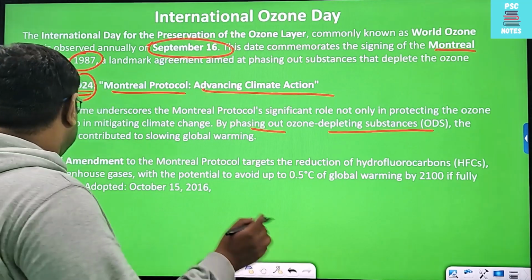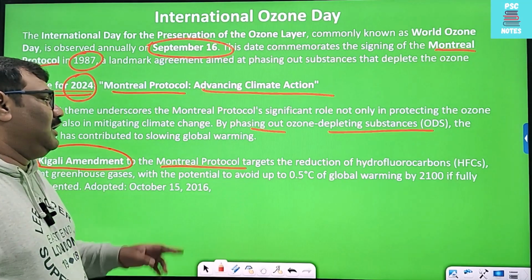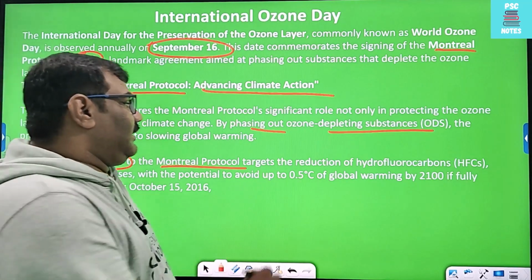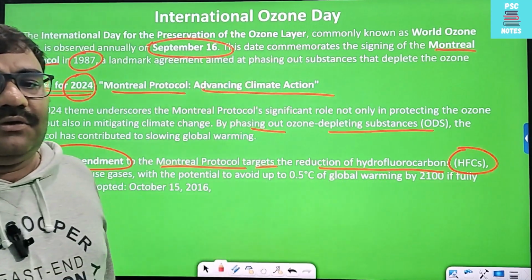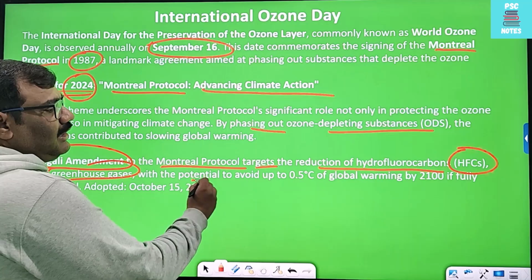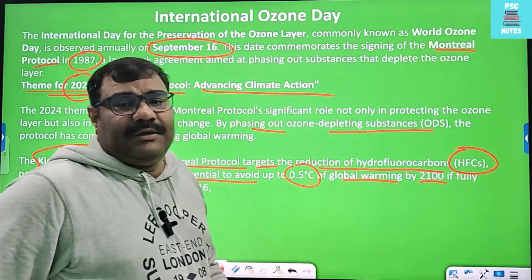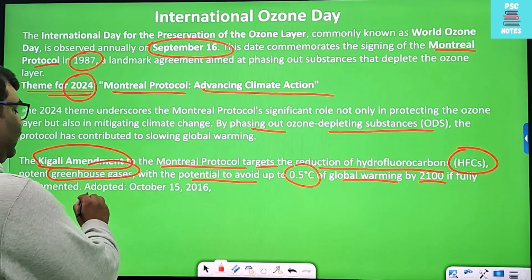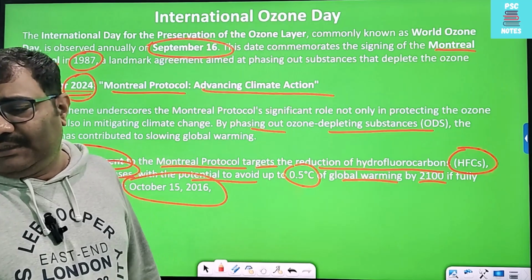Now there is one Kigali Amendment to the Montreal Protocol. It has a targeted reduction of hydrofluorocarbons, potent greenhouse gases, with the potential to avoid up to 0.5 degrees Celsius of global warming by the year 2100 if fully implemented. When was it adopted? It was adopted on October 15th, 2016.